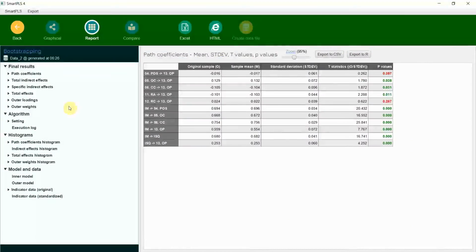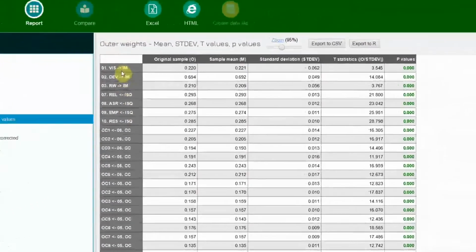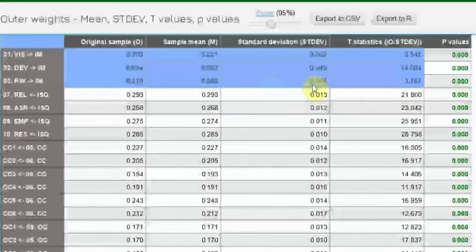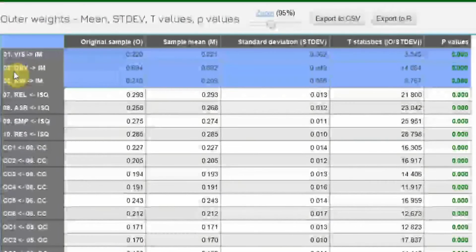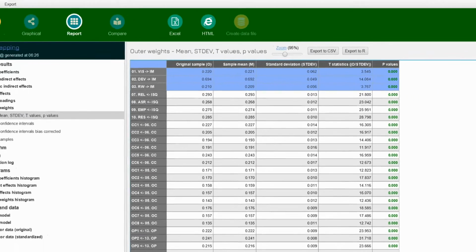So go to report and have a look here, outer weights, and we are interested in these three: vision, development, rewards, because these are formative indicators for internal marketing, forming internal marketing. Are they significant? Yes, they are significant. So we do not have any issue of outer weights. Now once this step is done, let's assume if this value would have been insignificant. What would you do then?